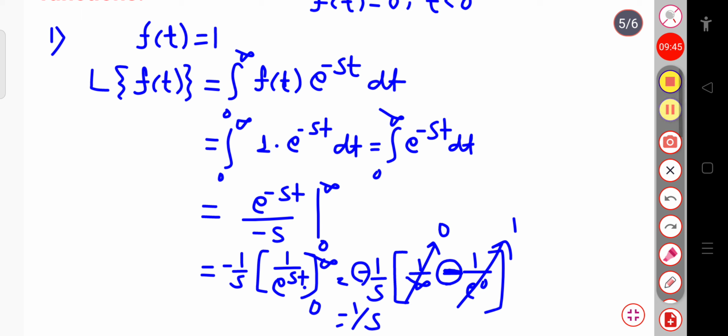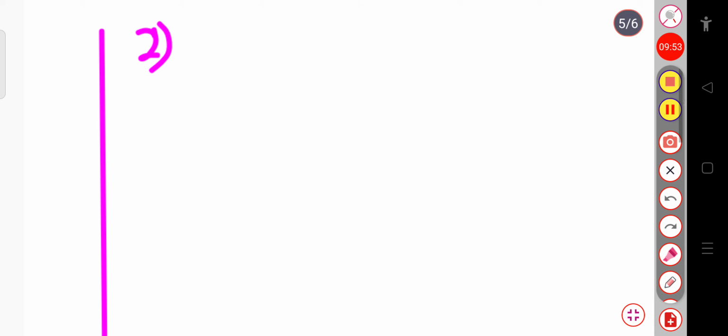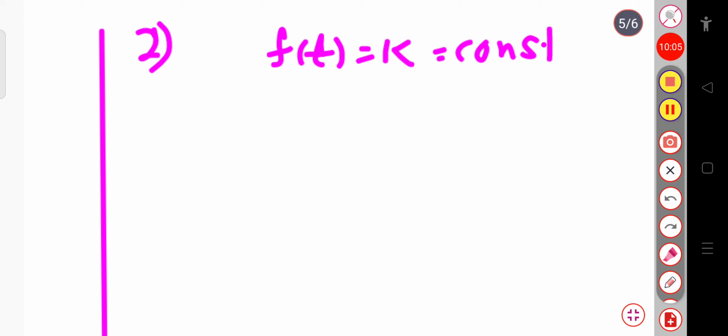Now let us take another function, the second question. Suppose f of t equals k, where k is some constant. Now we have to calculate the Laplace transform of this function.